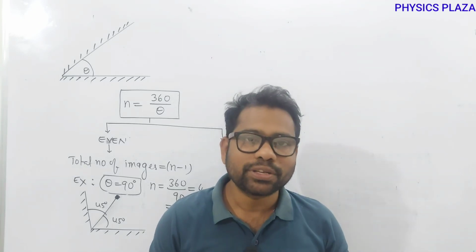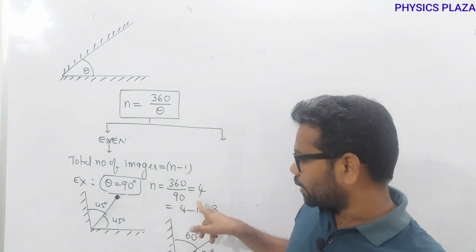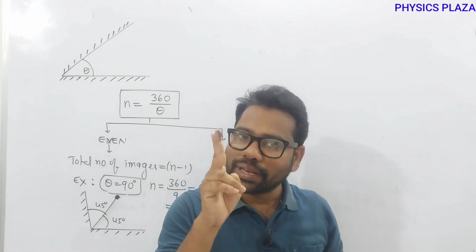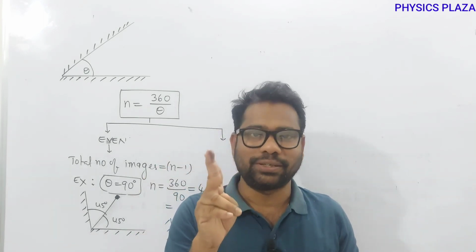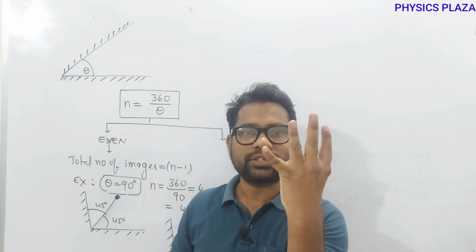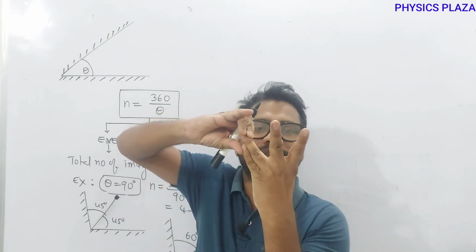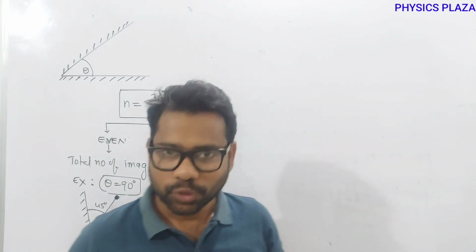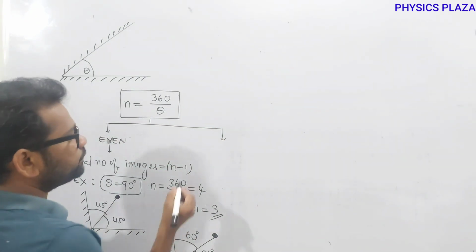Children, here what happens is that actually 4 images are formed, but out of the 4, 2 images will get merged. So, for example, 4 images are formed actually, but these 2 images will get merged. Now, you tell me: 1, 2, 3. There are 3 images formed. Okay, now fine.